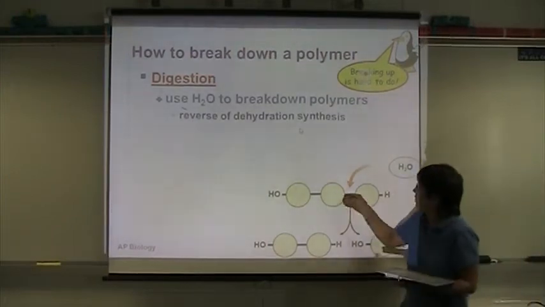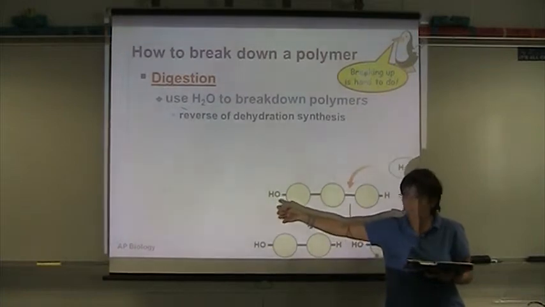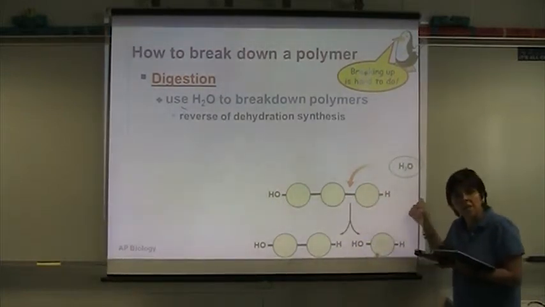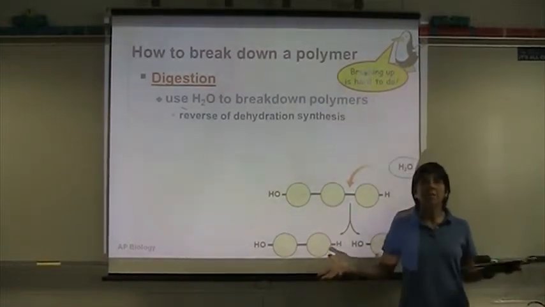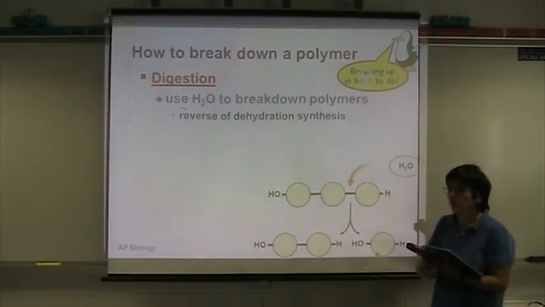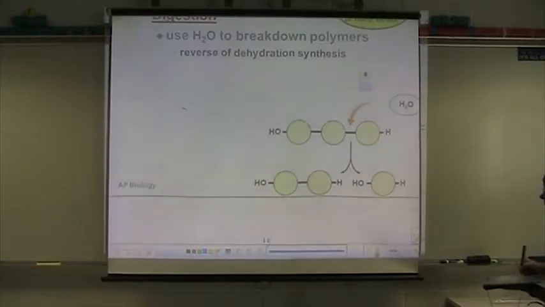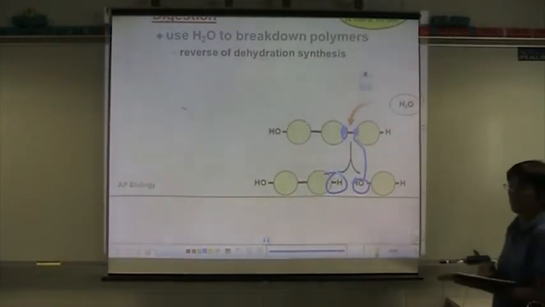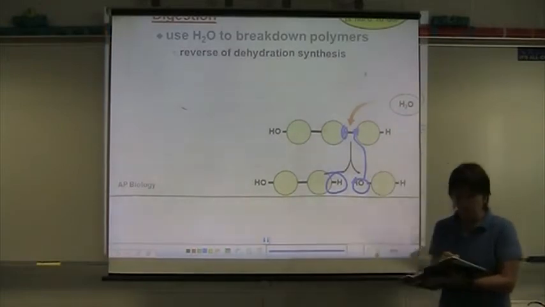And remember, before, when we removed water, we removed a hydrogen from one molecule and an OH from another. So now if we want to separate them, guess what we need to give them back so that they are whole? We are going to need to add a molecule of water so that we can add the hydrogen to one and the OH to the other. Just the total opposite of the previous reaction.